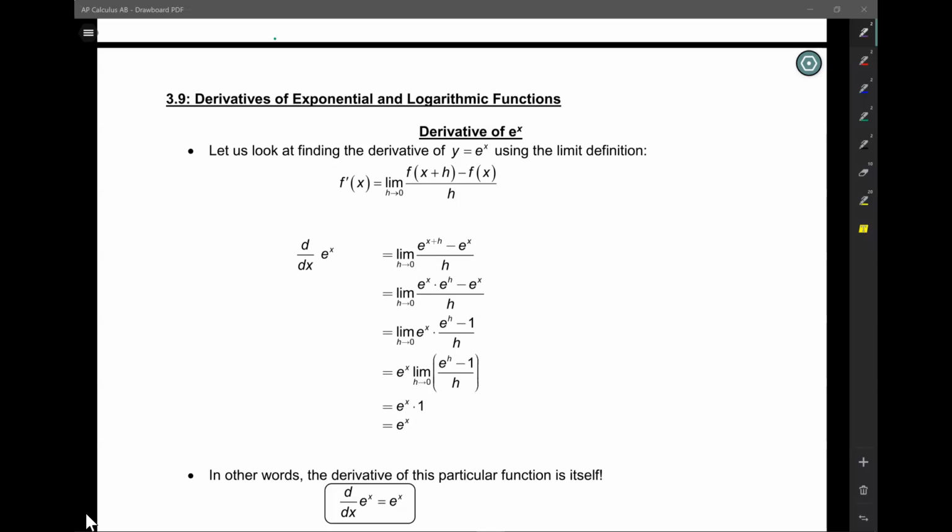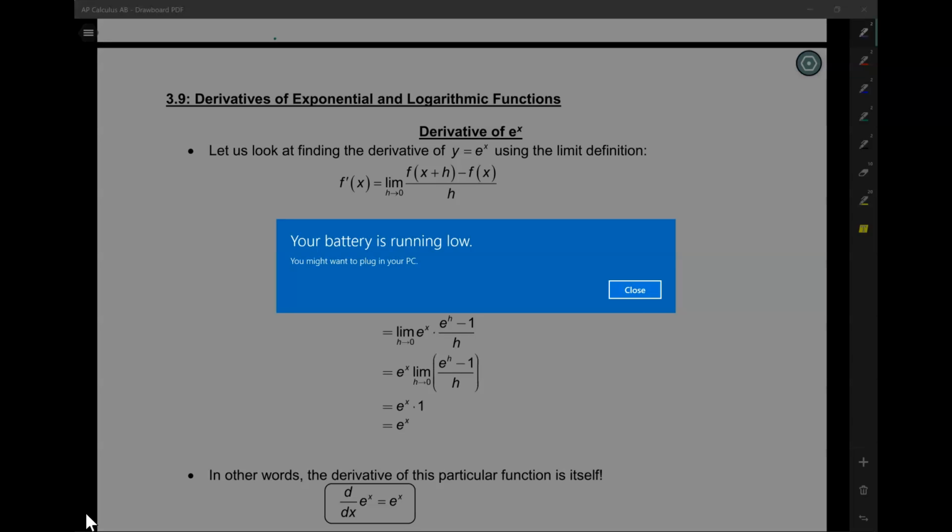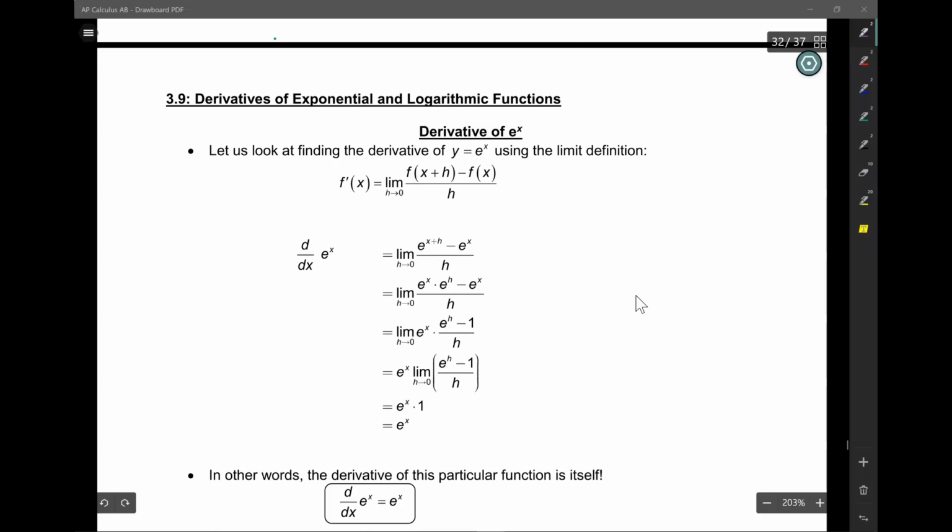e to the x. Okay. What does that mean? It turns out e to the x is one of the most special functions ever to find a derivative of. Okay, what is a derivative? Remember we learned the definition of the derivative: the limit as h approaches 0 of f of x plus h minus f of x, all over h. Okay, so let's do that for e to the x.